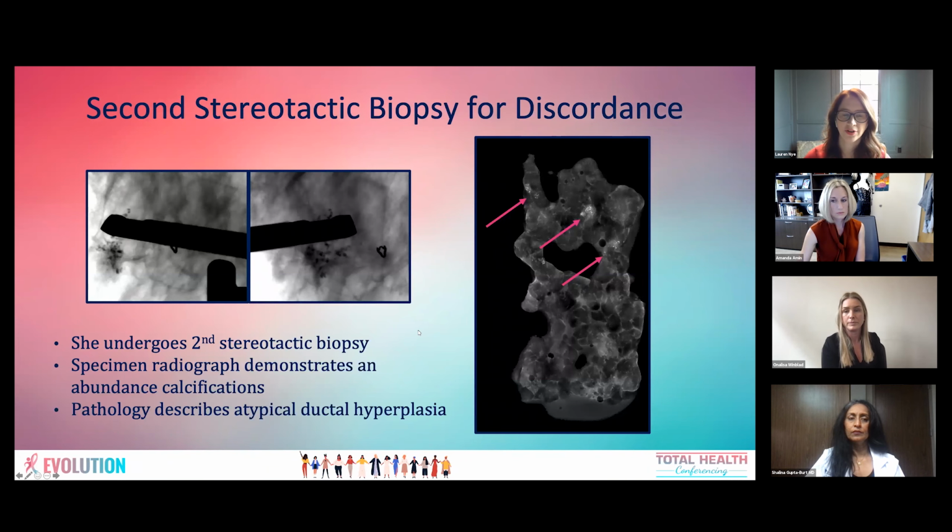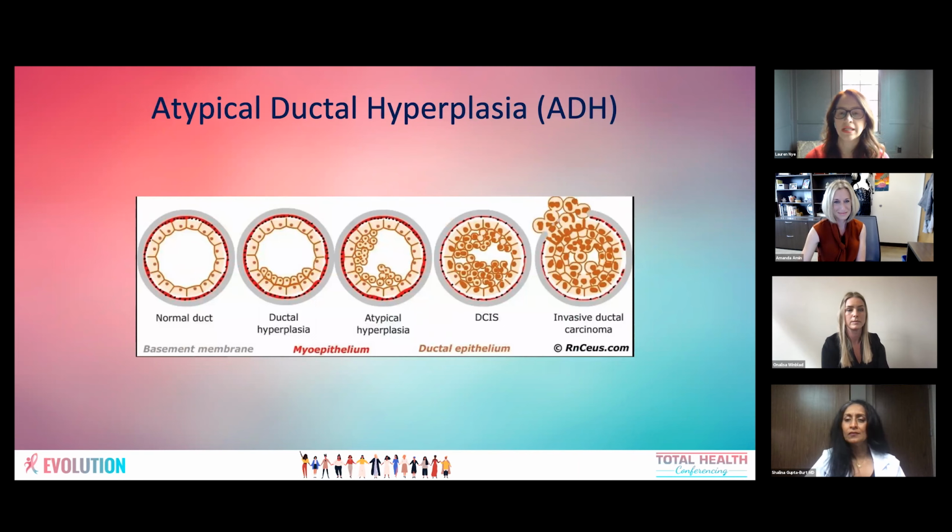So our patient does undergo that second stereotactic biopsy, and the specimen radiograph demonstrated an abundance of calcifications, and this time the pathology describes atypical ductal hyperplasia. So Dr. Amin, I'm going to send this over to you to describe what is atypical ductal hyperplasia.